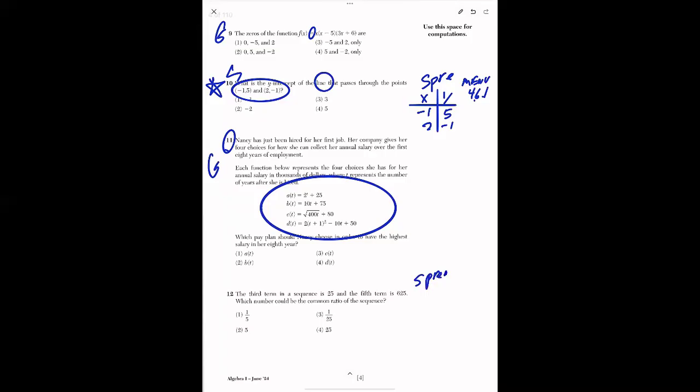So once you know, they're saying common ratio, so it's going to be an exponential, but they've given you two terms. They're saying the third term is 25. So here's what you can put into your table: 3, 25, and then 5, 625. And then use the spreadsheet, and then this will be menu 468. So this will be exponential. And then we just need the common ratio or whatever is inside the parentheses.